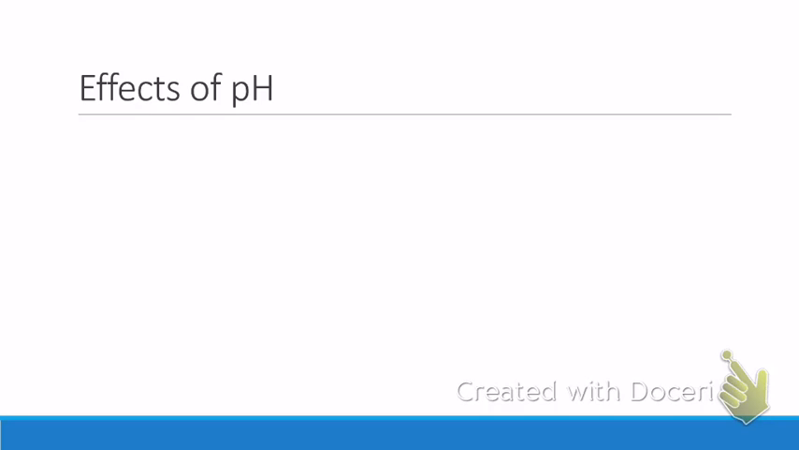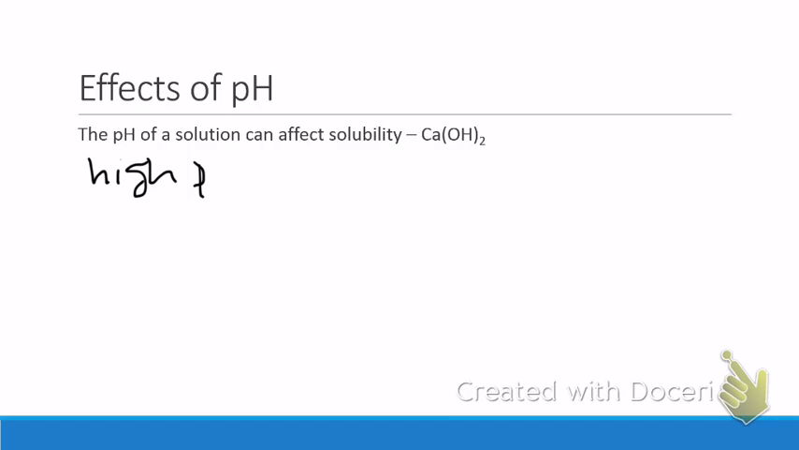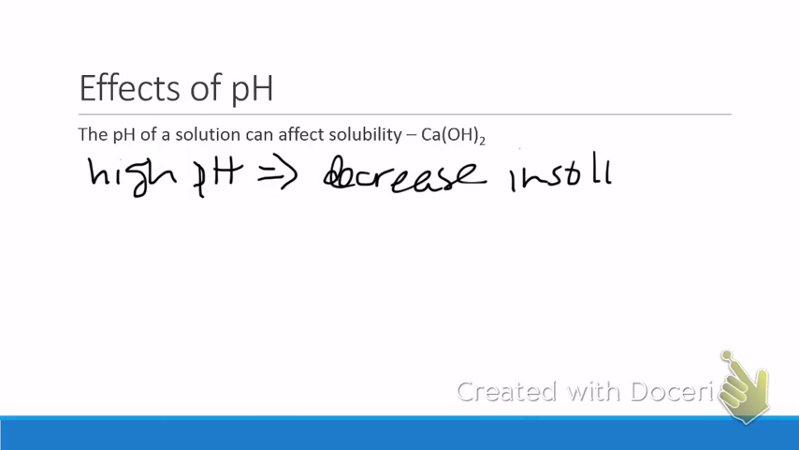So this brings us to our next topic, which is the effects of pH on solubility of compounds. So we know already from our previous example that the pH of a solution can affect the solubility. With calcium hydroxide, we saw that a high pH led to a decrease in solubility. But what would happen if we had a low pH?